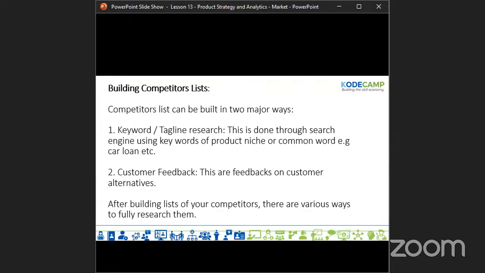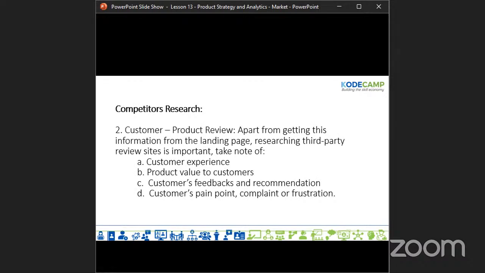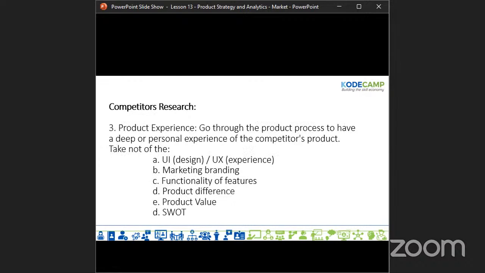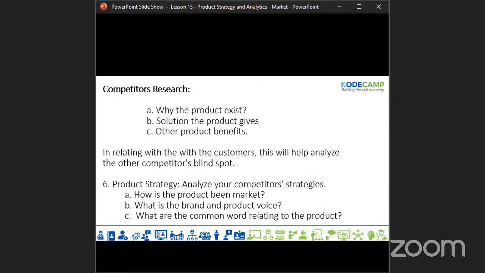So after building the list of your competitors, there are various ways to fully research them. So remember, we started with types of competitors, indirect and direct. Then we've gone on how to build your list or how to get them: the keyword or taglines and the customer feedback. So now, how do we fully research? We are building research of our competitor list. Competitor research. So you want to check the landing page, you want to check the customer product review, you want to check the product experience, you want to check the marketing, or maybe the way the market or branding, you want to check the product strategy and the rest.